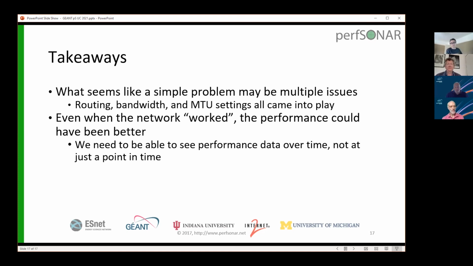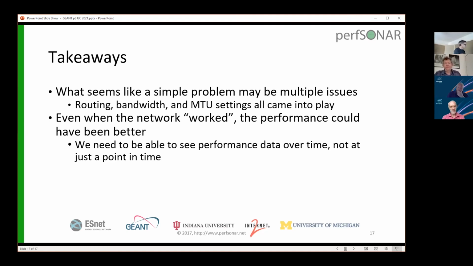And so while things were working at a level where he could barely do his work, it wasn't until the performance really fell off and he couldn't do his work at all that the problem got addressed. But being able to see performance data over time would have been really valuable, because we probably would have been able to see this problem before it got to the point where the researcher couldn't do his work at all.